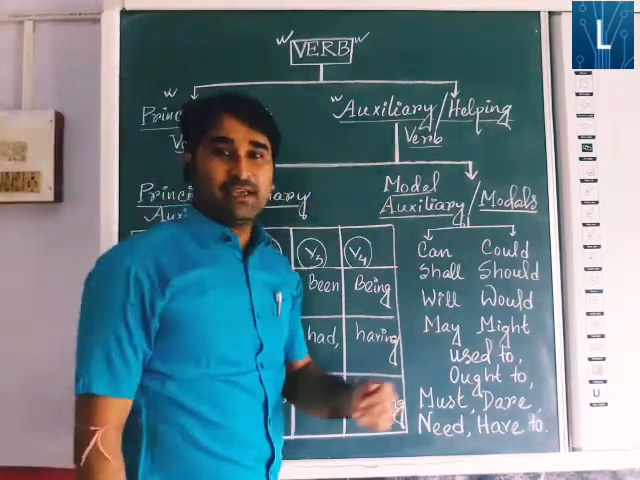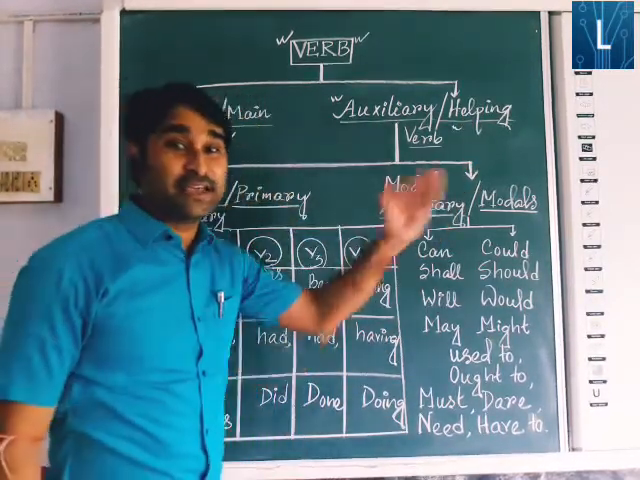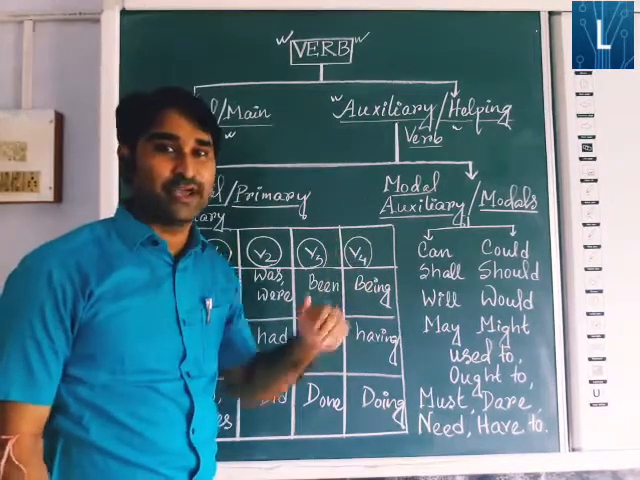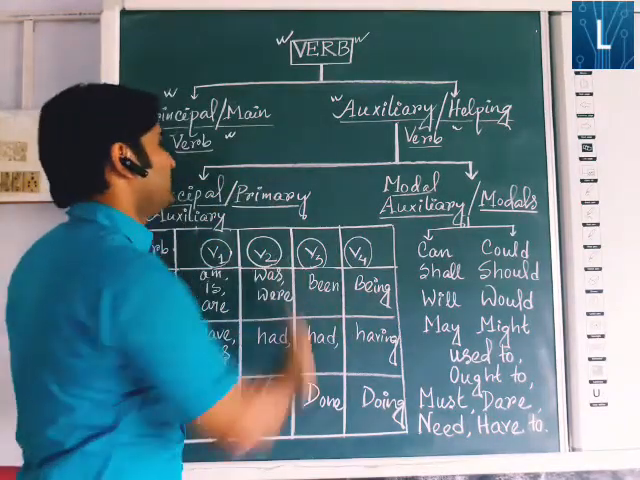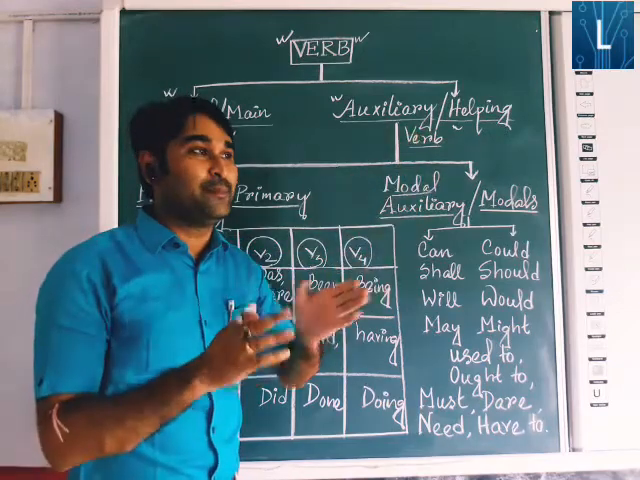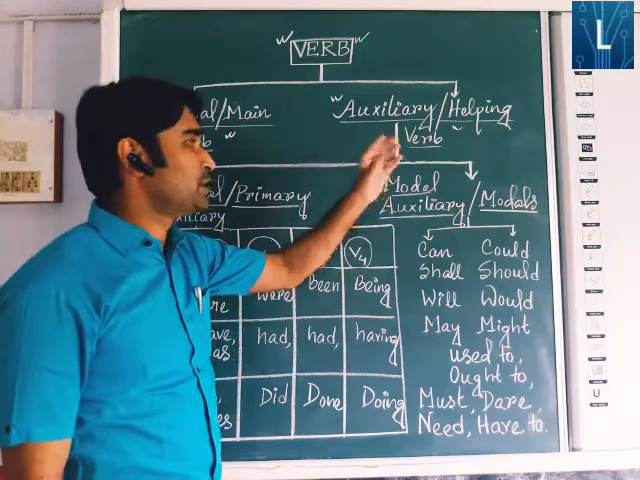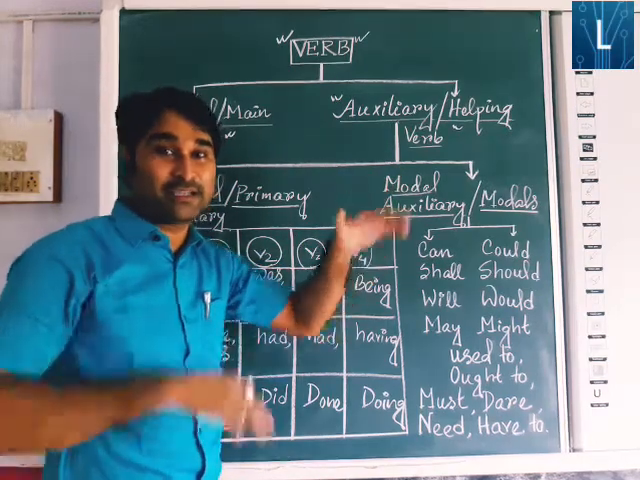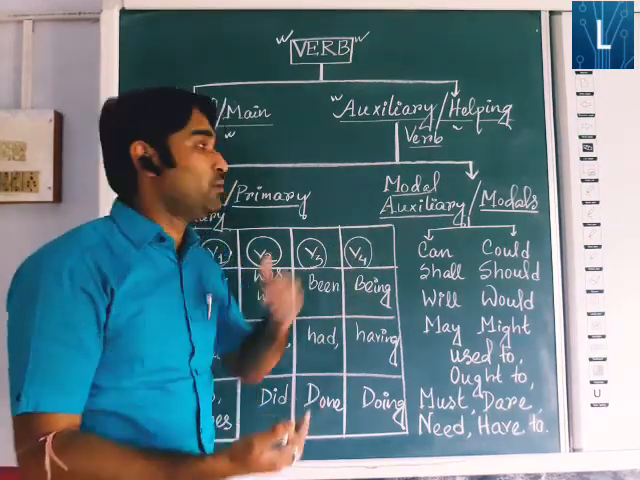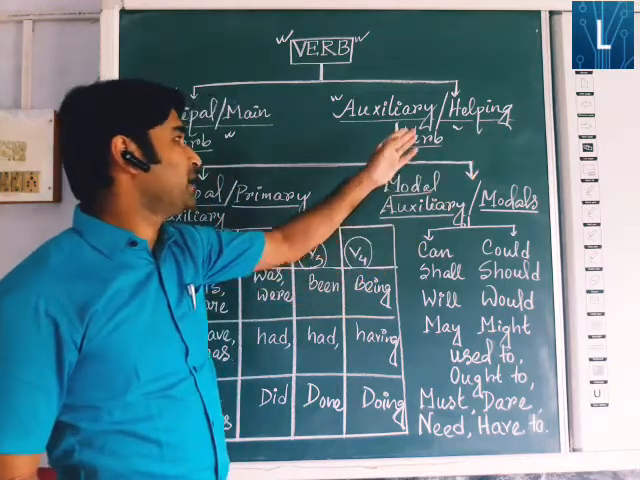But why auxiliary? Because its meaning is not clear by itself. Helping means it helps. Whom does it help? The main verb. Mind it, a helping or auxiliary verb will never come without a main verb. They will not act independently. They all the time act dependently.